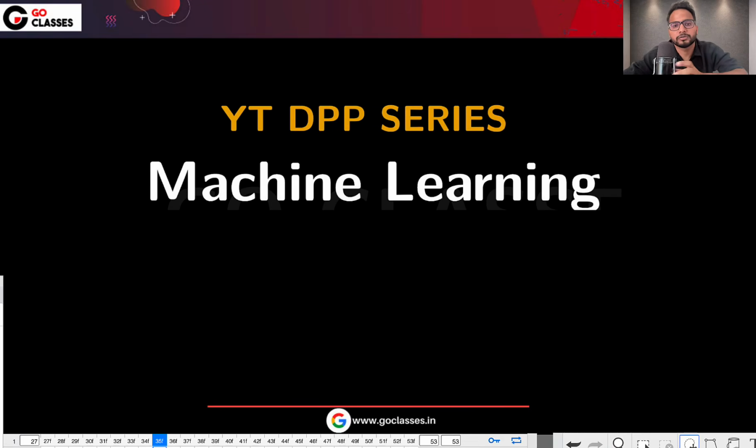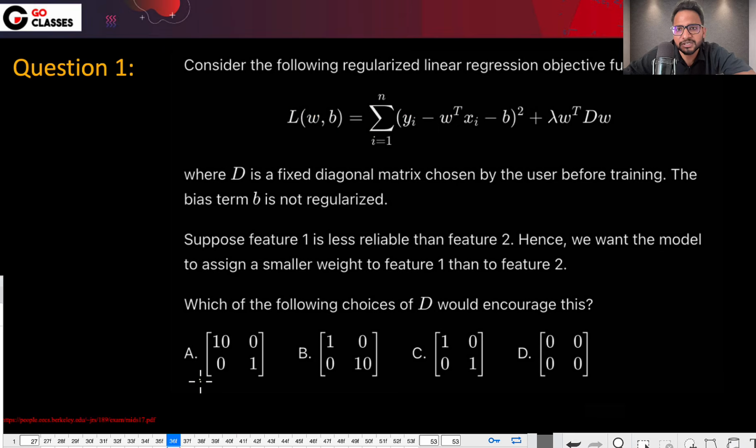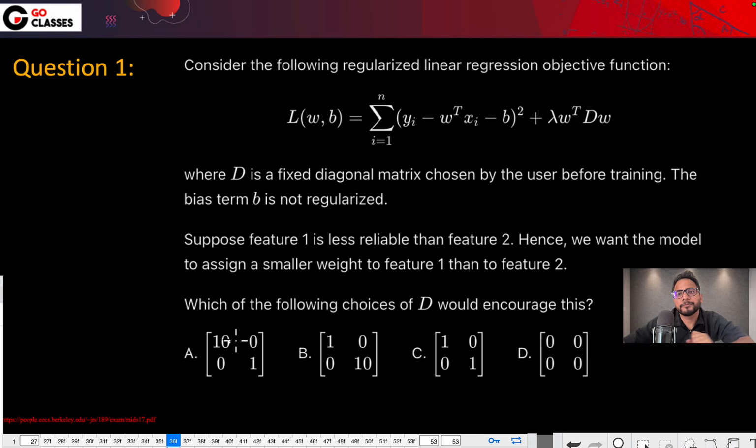Hi everyone. So let's now see the solutions of these questions. So let's see this question. In this question they are saying that you have your usual loss function, but instead of the usual regularized function, they are multiplying with the diagonal matrix D. A fixed diagonal matrix chosen by the user before training, right? The term bias is not regularized.